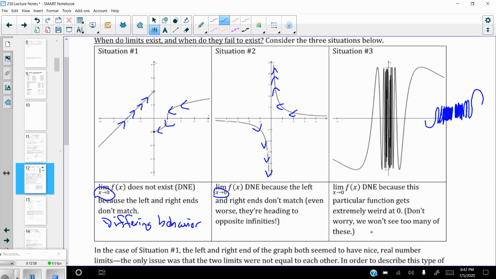This is what is actually called oscillating. Oscillating. I think I'm spelling that right. And when this thing oscillates, because it's not going to ever hit a specific value, it's literally just going to keep bouncing up and down. It also will not approach any kind of a finite y value.